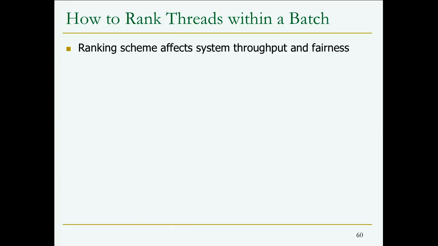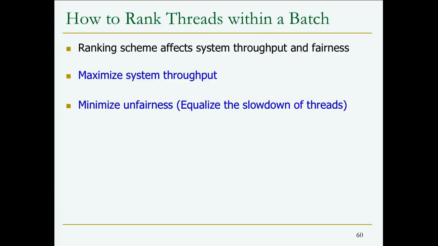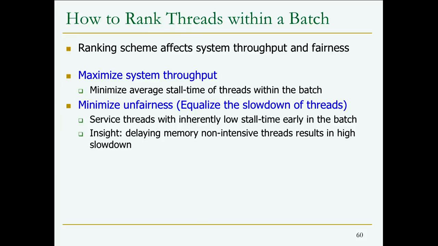But we want to do better. The ranking scheme actually affects both throughput and fairness. We want to maximize system throughput, such that all threads make a lot of progress, and minimize the unfairness. And again, minimizing the unfairness is equalizing the slowdown of threads here. To maximize system throughput, you really want to minimize the average stall time of the threads within the batch. If you want to minimize unfairness, it turns out that's actually similar. Basically, you want to service the threads with inherently low stall time early in the batch, because if you delay a memory non-intensive thread, that results in high slowdown.